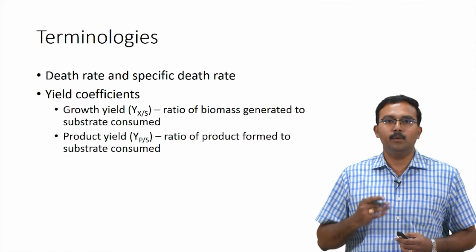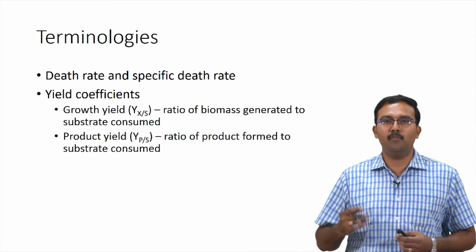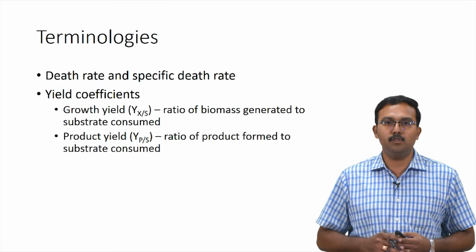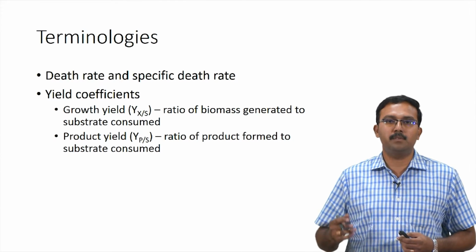You have yield coefficients, where growth yield would be the ratio of biomass generated to the substrate consumed, and product yield would be the ratio of product formed to the substrate consumed.